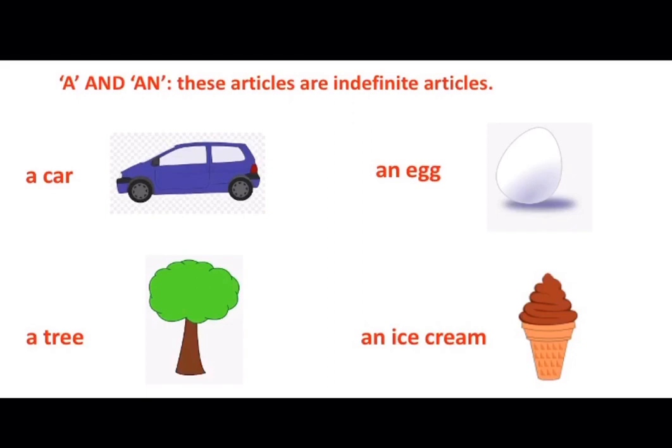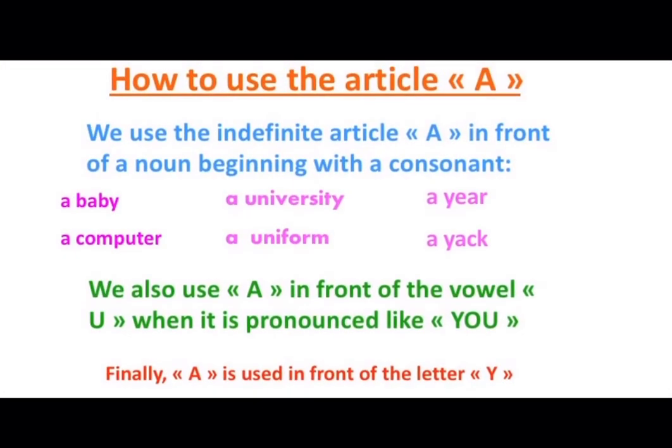Now we will understand the use of the article a. We use the indefinite article a in front of a noun beginning with a consonant. For example, a baby, a computer. Here, baby B is a consonant and computer C is also a consonant.